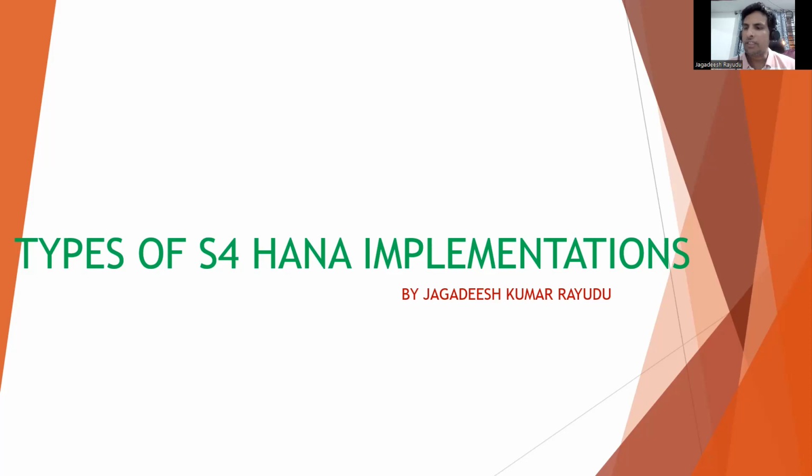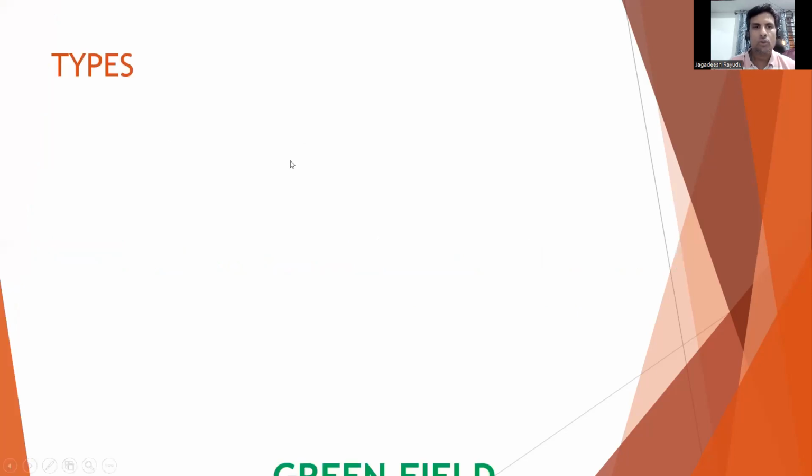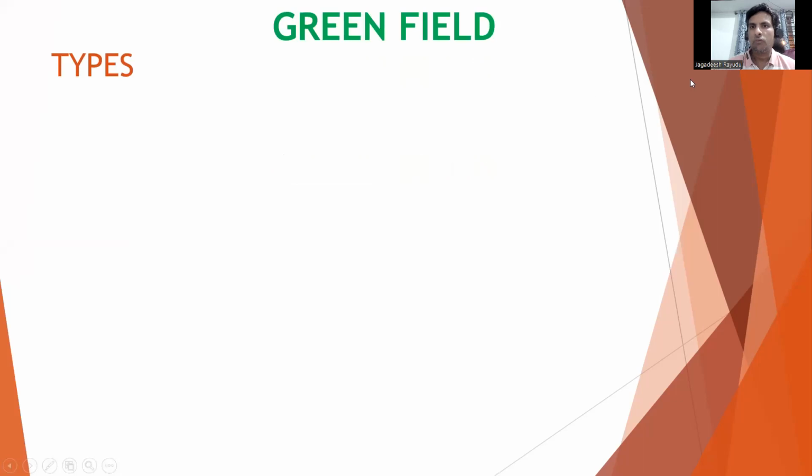So what are the various types of S4 HANA implementations? Basically, that is what we are going to discuss today. Let's come to the types. The first one is greenfield implementation. What is greenfield? They have given the criteria like this.